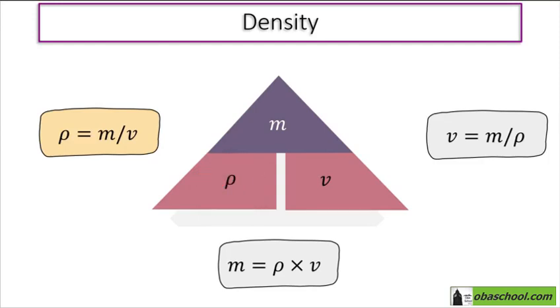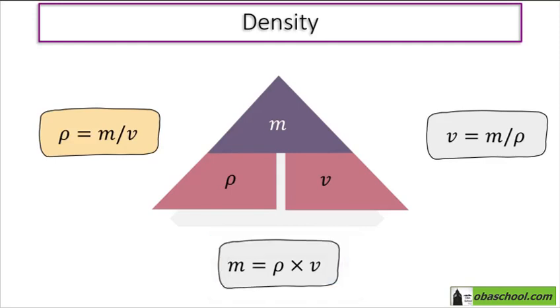If we need the mass, we hide the mass. The remaining part is the density and volume. This vertical line represents multiplication. So we say that the mass is equal to the density multiplied by the volume.